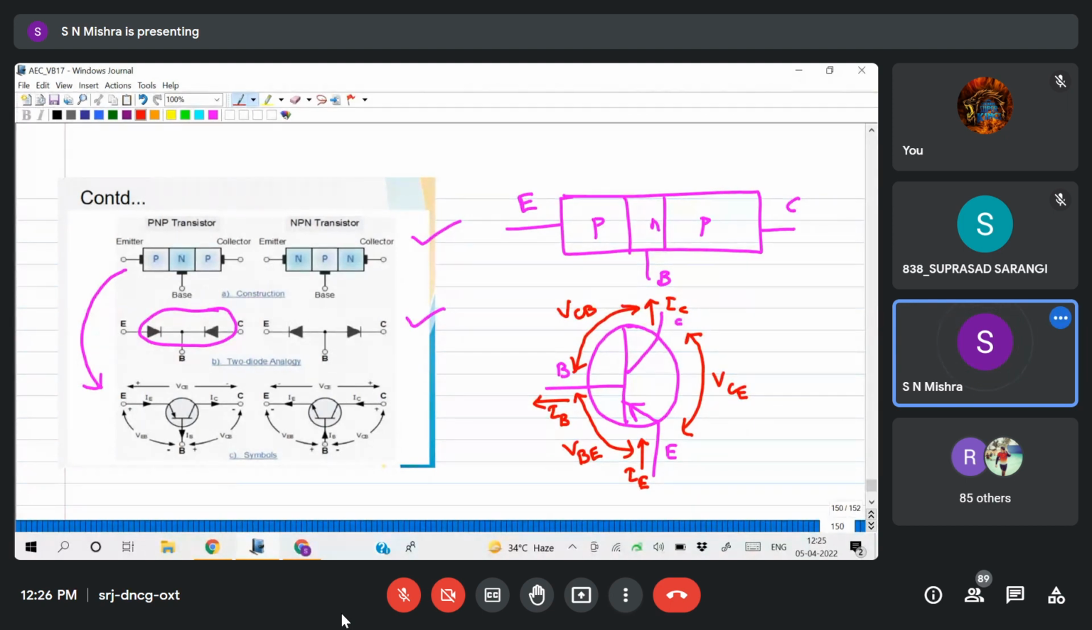If you look at this figure and this figure, the terminologies are the same. The only difference is that the plus minus symbol is given and the transistor is oriented differently.